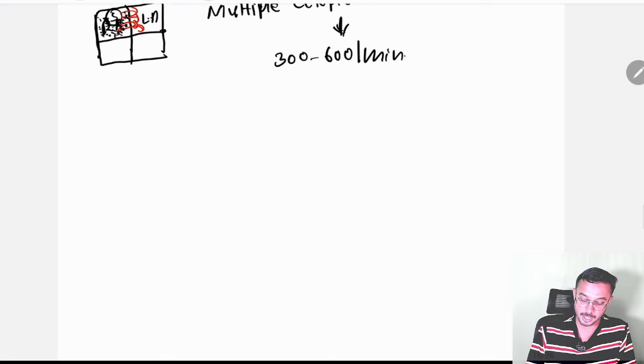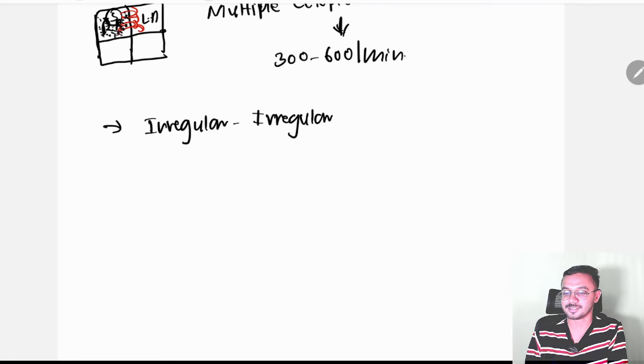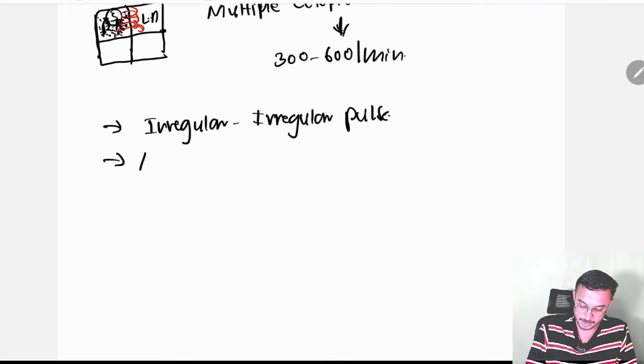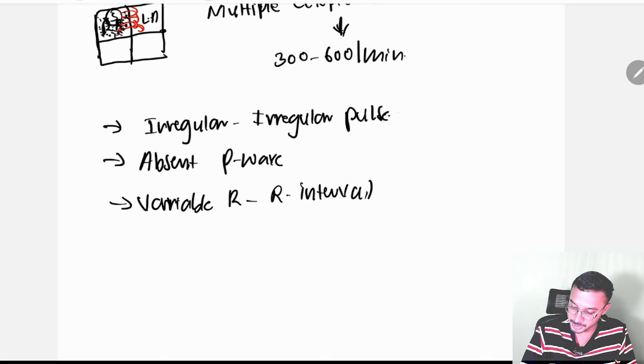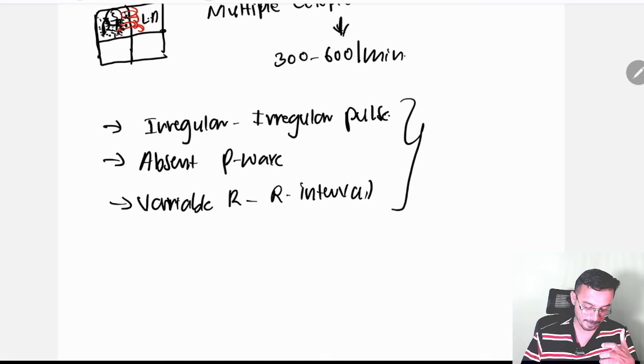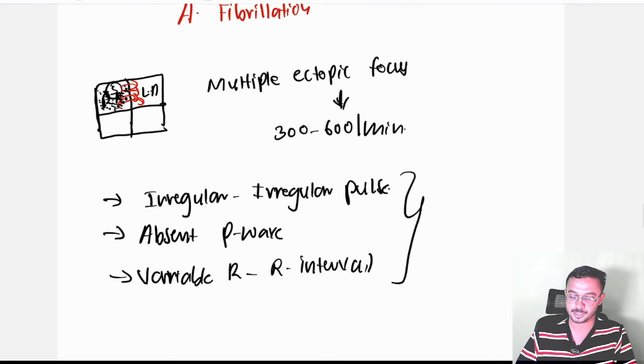So this is the arrhythmia. That's why if you look at the pulse, it will be an irregular pulse. With a rate of 300 to 600, the pulse becomes irregular, with absent P wave, and one more thing is variable RR interval. If the examiner mentions, for example, a hypertensive patient having absent P wave and irregular pulse, you have to think about this condition, atrial fibrillation.